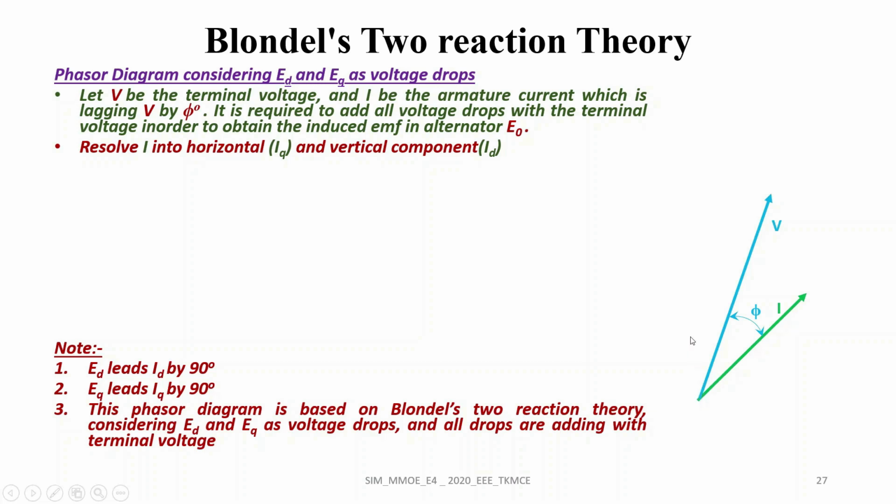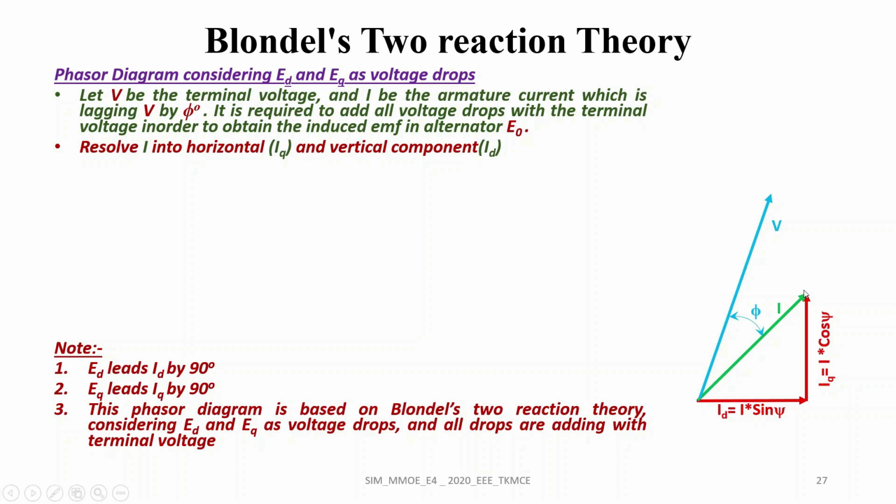One is the horizontal component, which is in phase with the induced EMF, that is IQ. Another is the quadrature component, which is quadrature to E0, that is in phase with the direct axis. So ID is the quadrature component of armature current, which is quadrature with E0. We don't know the sign, so anyway, let's mark ID as I sin psi. After completing the phasor diagram, we can obtain the value of psi.